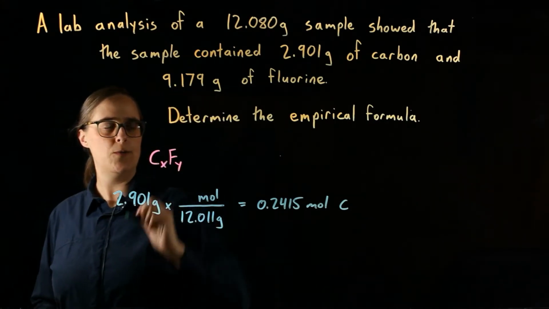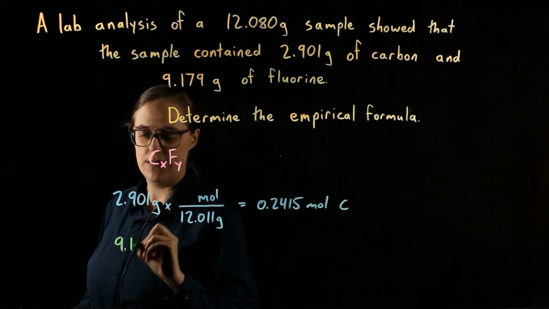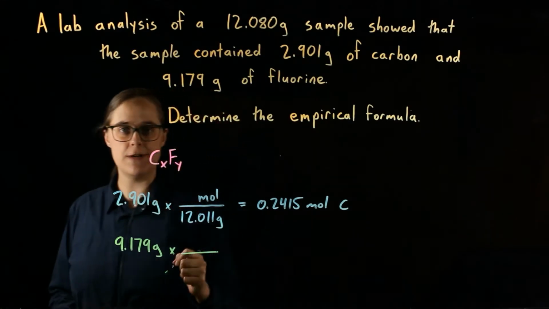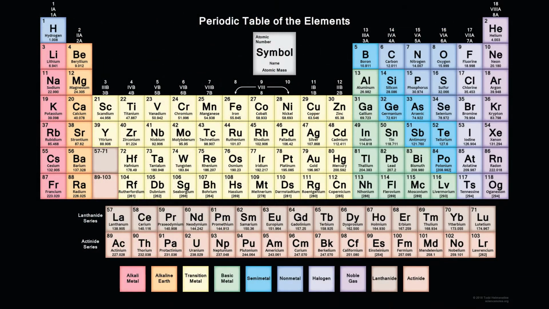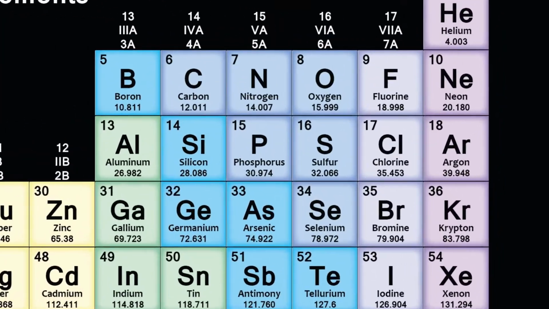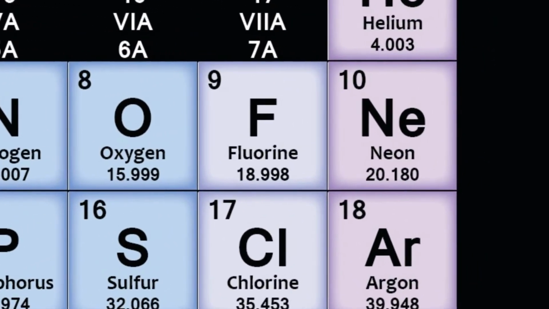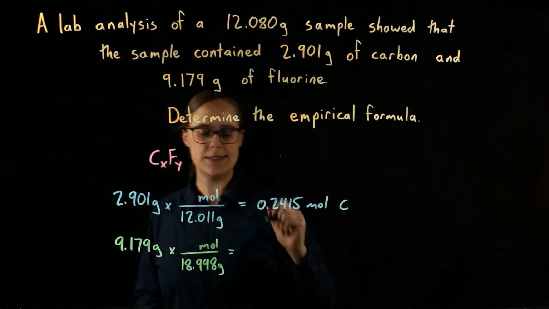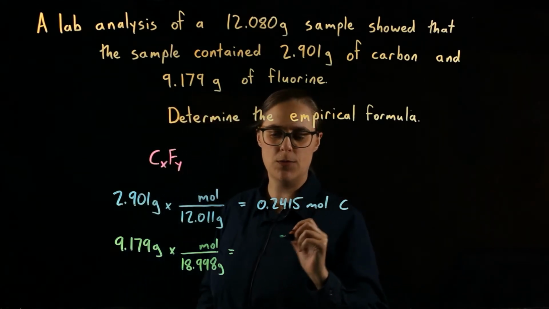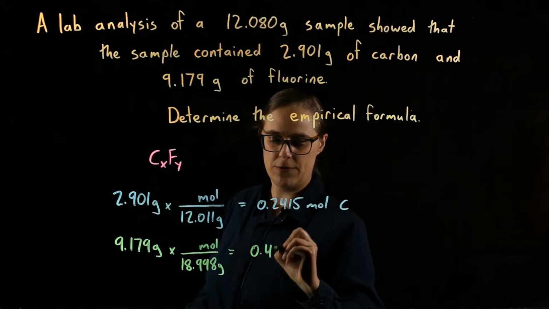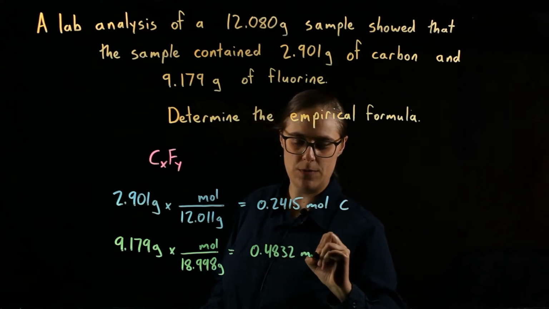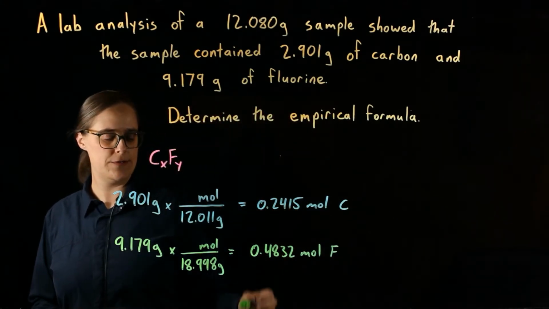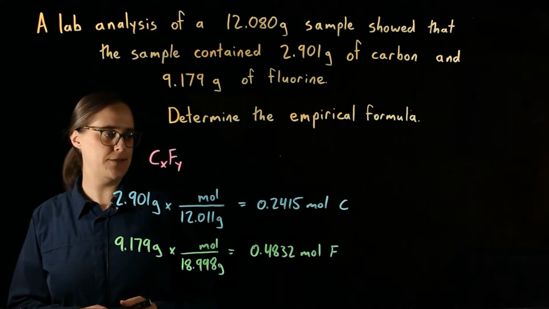Now we need to do a similar calculation for fluorine. We have 9.179 grams of fluorine. We are going to need to divide by the mass of fluorine from the periodic table. This would be 18.998 grams per mole. And you would calculate that you have 0.4832 moles of fluorine.